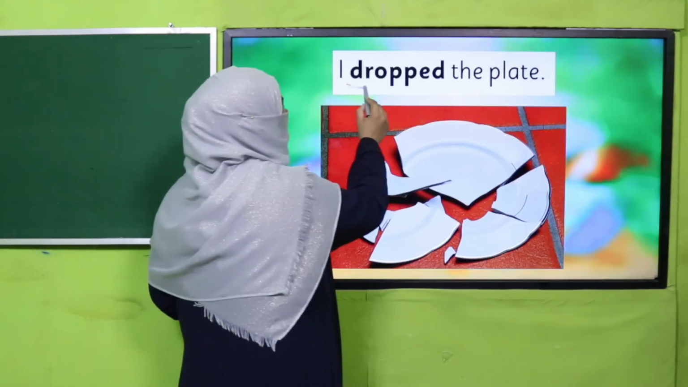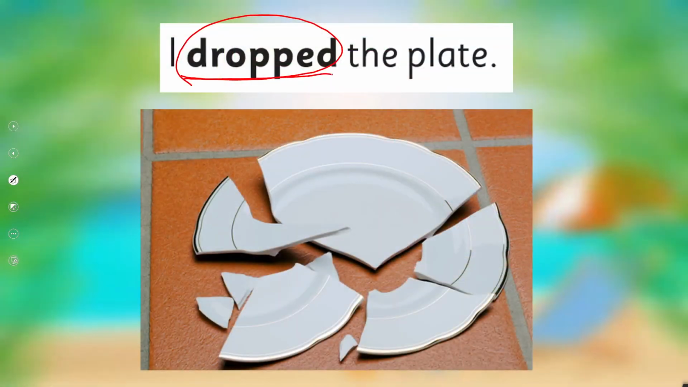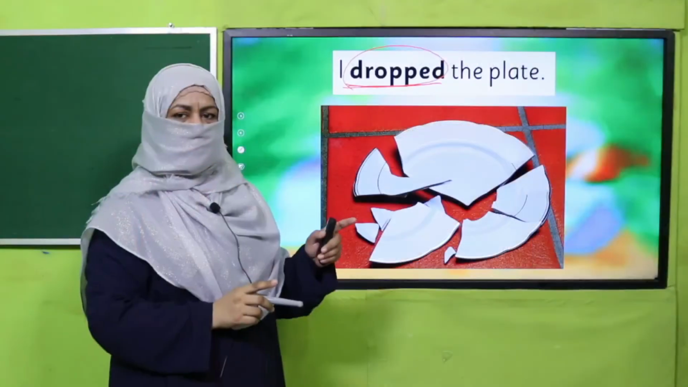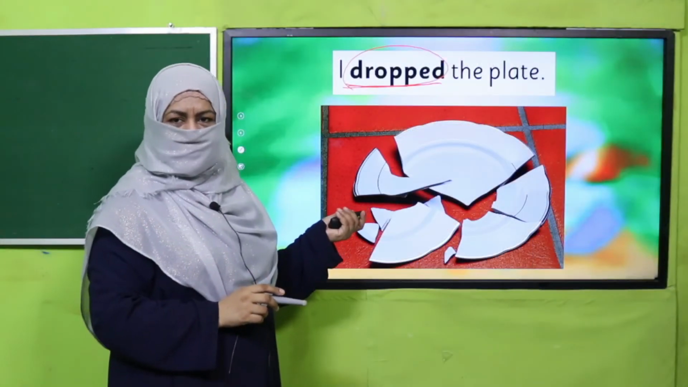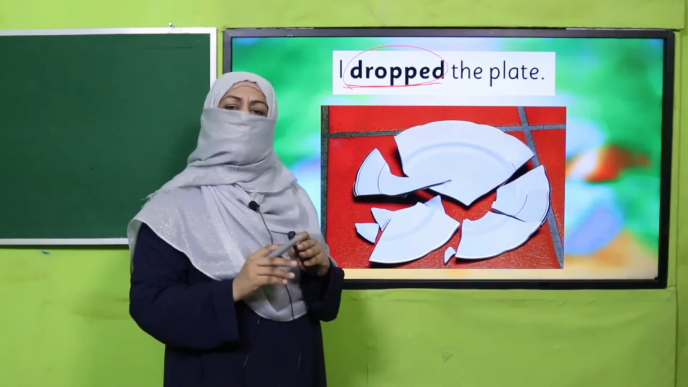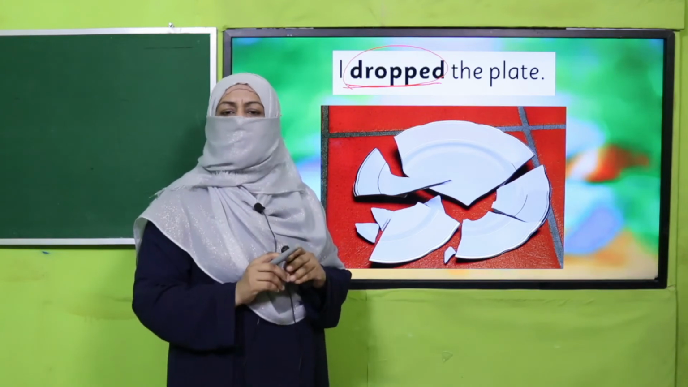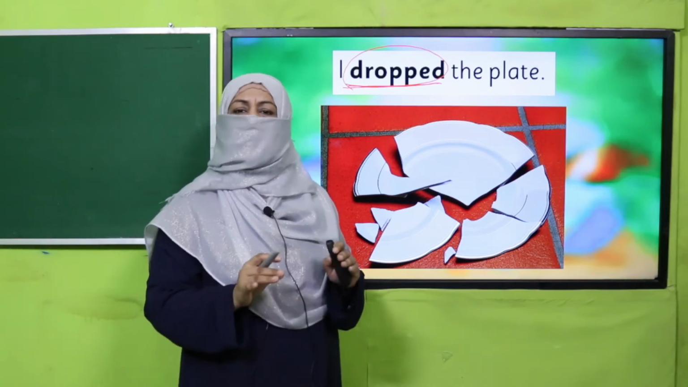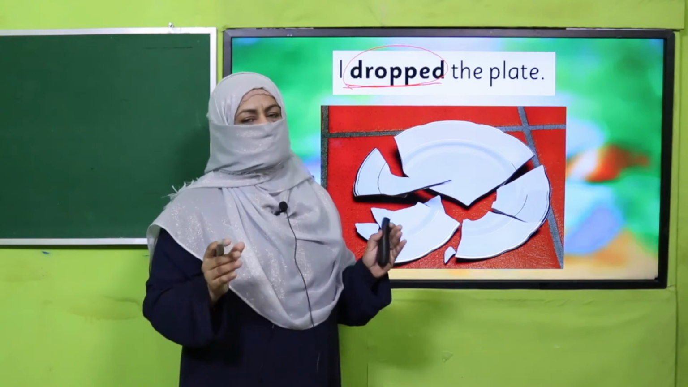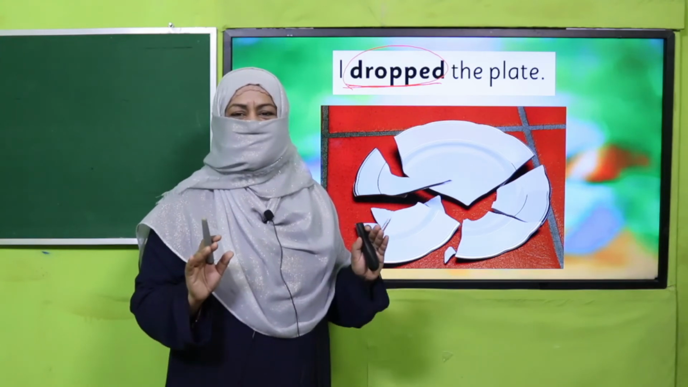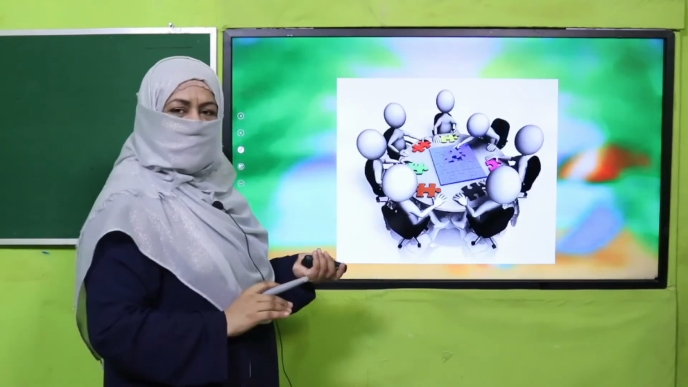I dropped the plate. Oops. I dropped, and the plate is broken, unfortunately. Now look at this. Dropped. The second form of verb is simple past tense. Do you understand? So, beta, whenever you want to tell or write about things or events which have been completed, done, we'll use simple past tense. That's it, right? Okay. So, are you clear with the concept?